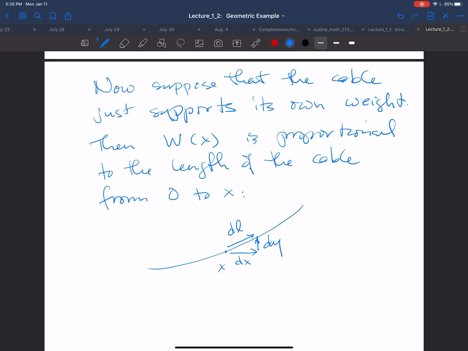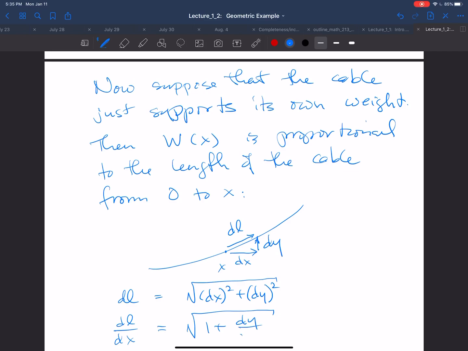Then, thinking of this just as a triangle, because these are infinitesimals, dl must be, by Pythagoras, the square root of dx squared plus dy squared. So in terms of our independent variable x, we must have dl by dx equals the square root of 1 plus dy by dx squared.